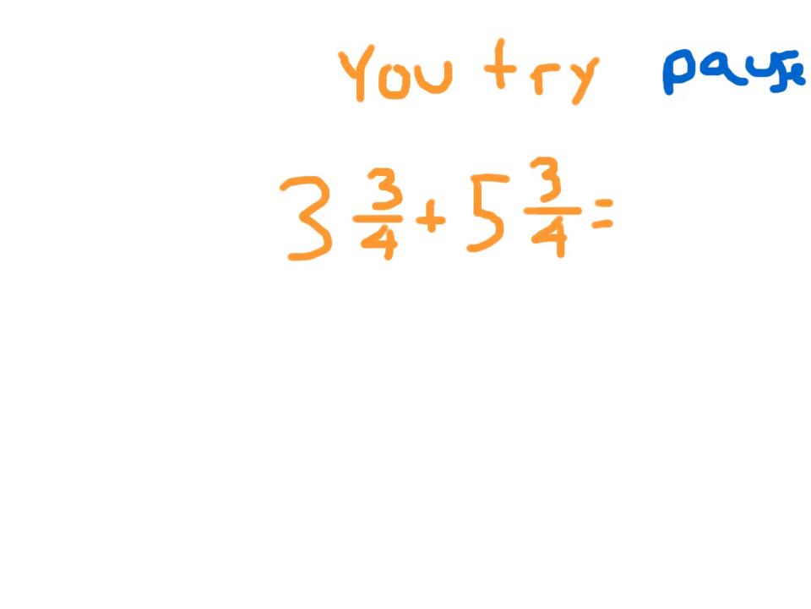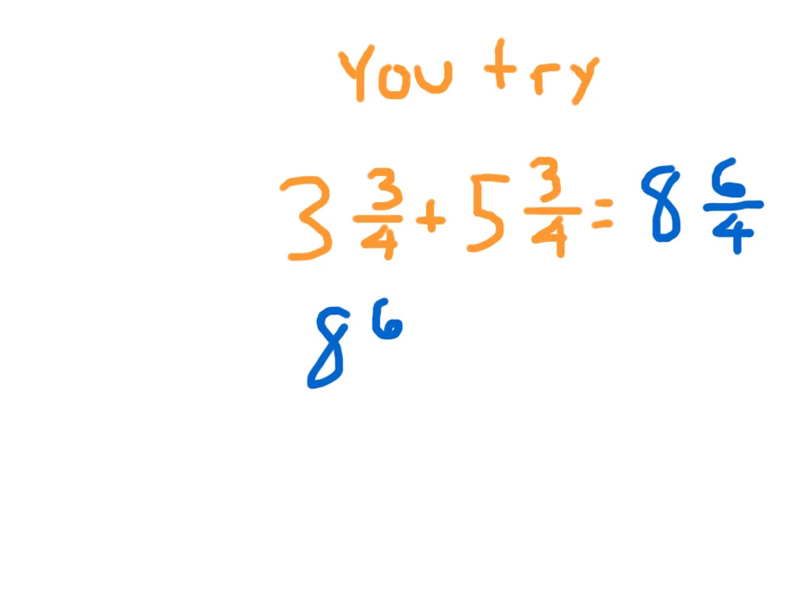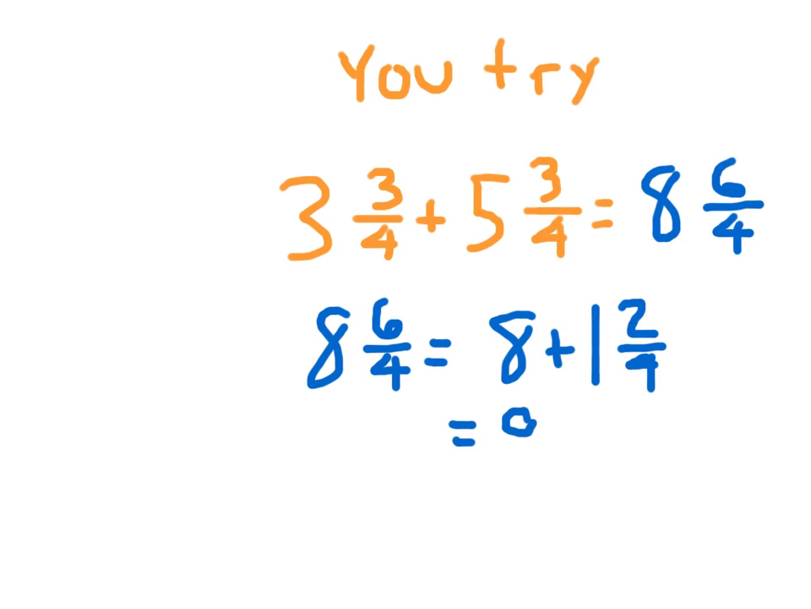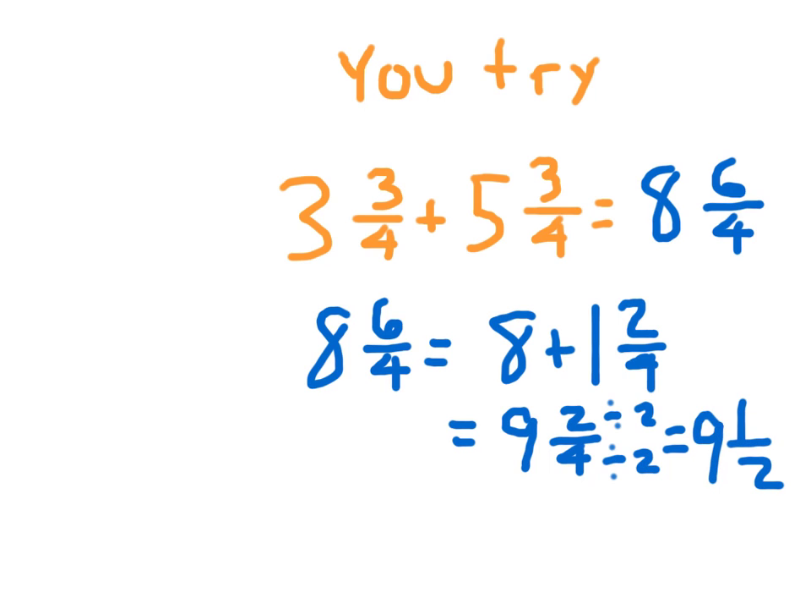I'll start with my fractional pieces. 3/4 plus 3/4 is equal to 6/4. 3 plus 5 is equal to 8, so I have 8 6/4. I know that 6/4 is equal to 1 2/4. I think of 6 divided by 4. And then so I have 8 plus 1 2/4, which is equal to 9 2/4, which simplified equals 9 1/2. And then so I have my answer there.